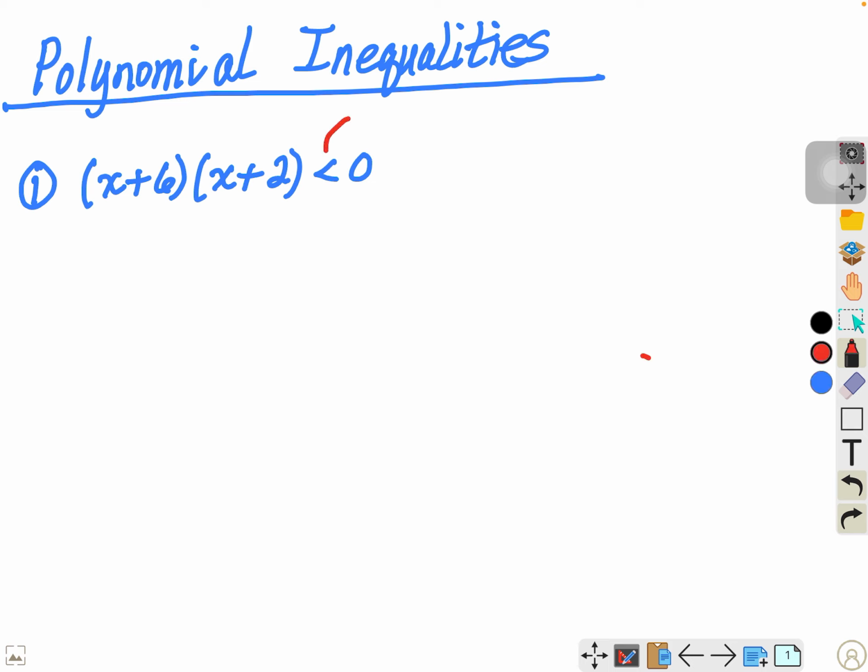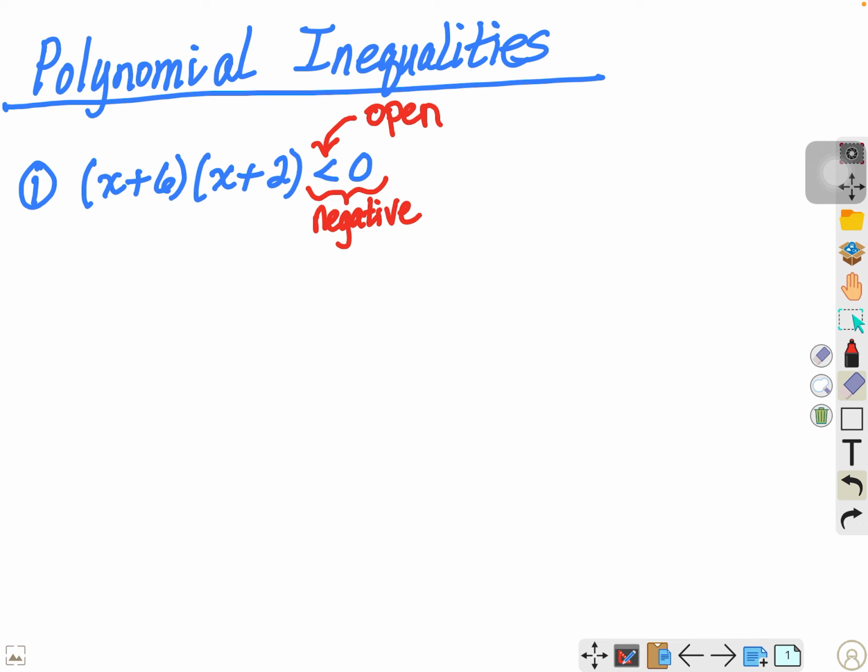And this inequality symbol does not involve 0. So I know the endpoints will be open. Okay? And when a quantity is less than 0, that means numbers smaller than 0, those numbers will be negative. So I'm going to be looking for regions on the number line that result in a negative quantity.